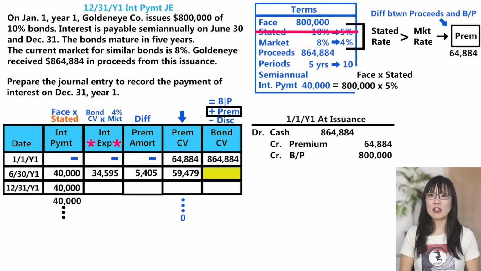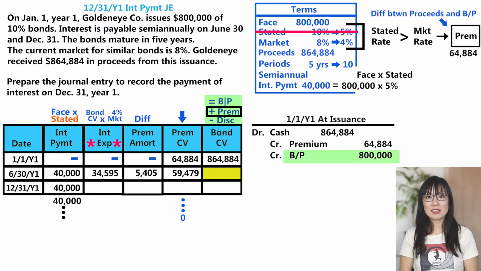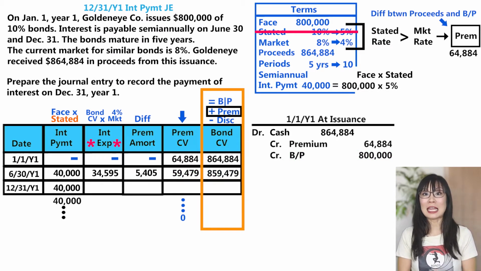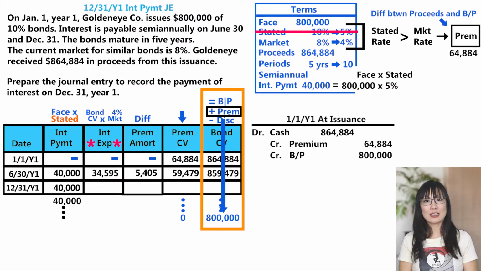And lastly, the bond carry value. Remember the formula, bond payable plus the premium or minus the discount. Here the bond payable is 800,000 plus the current premium 59,479 equals 859,479. The bond carry value started at 864,884. As the premium carry value gets amortized down to zero, the bond carry value decreases to the bond payable 800,000.